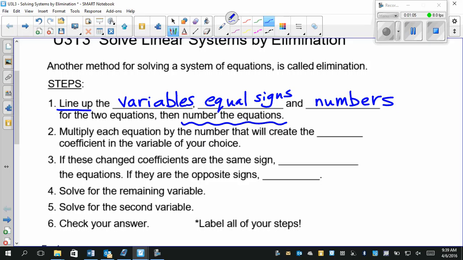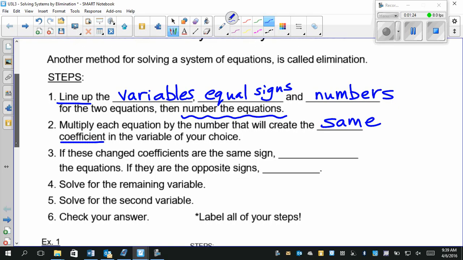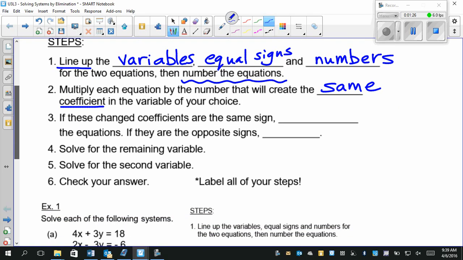So the second step, multiply each equation by the number that will create the same coefficient in the variable of your choice. So the coefficient, remember, is the number that's in front of the variable. And this will make a little bit more sense once we do an example. So if this is confusing at all, just copy it down, and then we're going to talk more about the steps as we go through the examples.